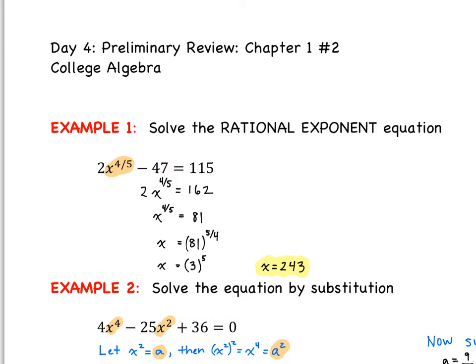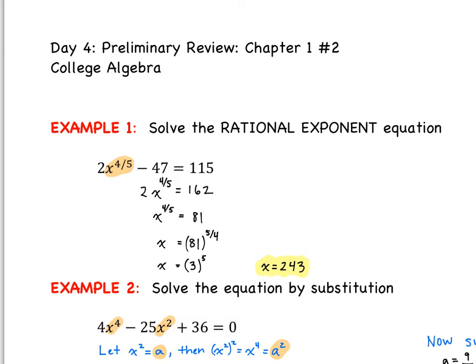All right, so I'm going to go through this relatively quickly. Come to class with questions, okay? So this first one is a rational exponent equation. So we kind of treat this like a square root method equation, okay?